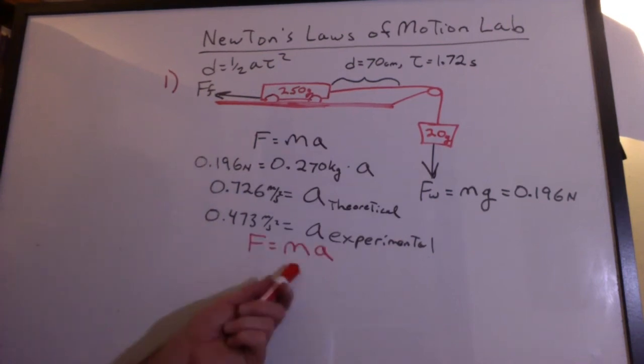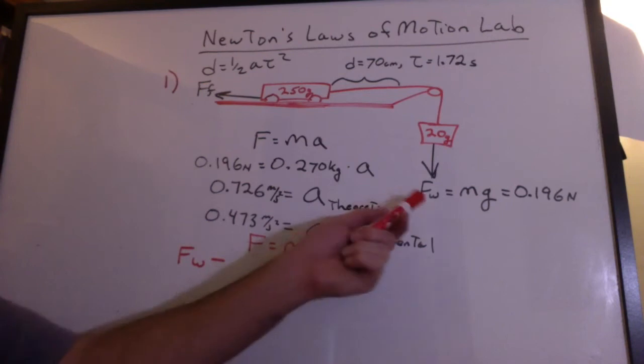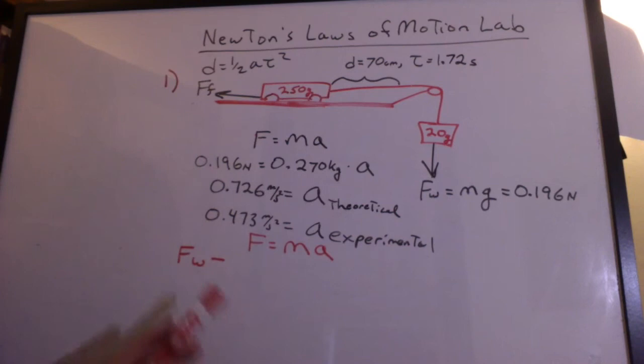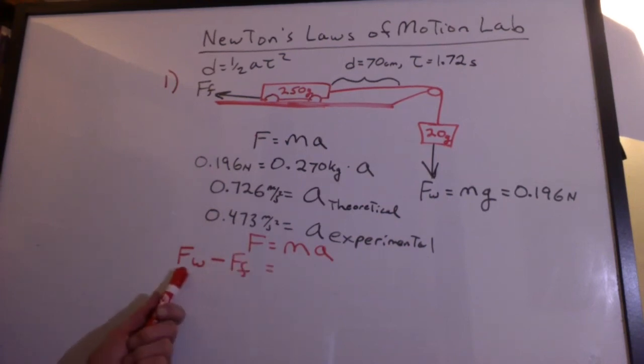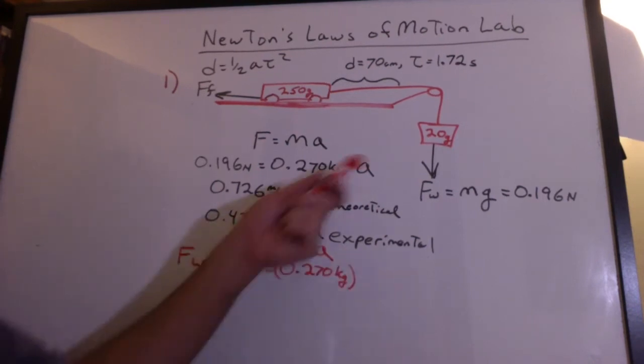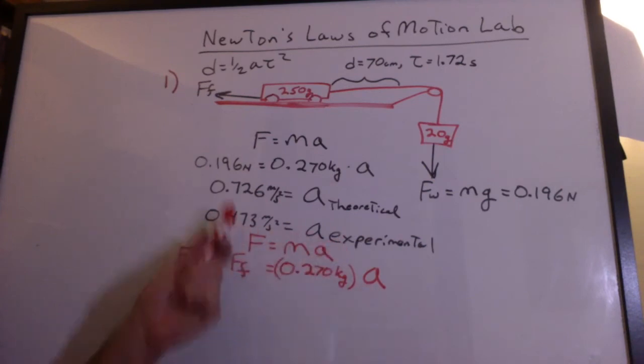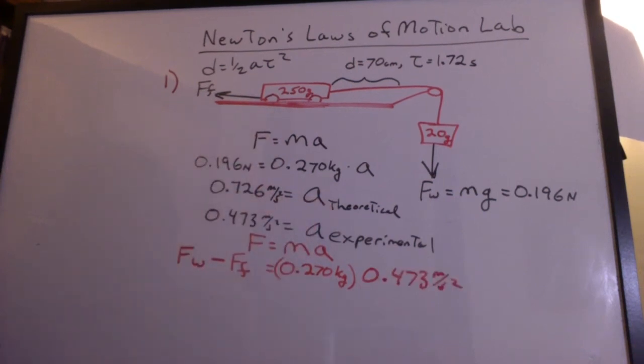I'll start over with F equals ma. This weight pulls the system forward. That friction pulls it backwards. So we write forces forward minus forces backwards. Mass of the system, both objects. Now, which acceleration do you want to use? It's the experimental, because that has friction in reality. This is theory without friction. And of course, we know the weight, and now we can calculate the friction. And that's the force of friction in newtons.